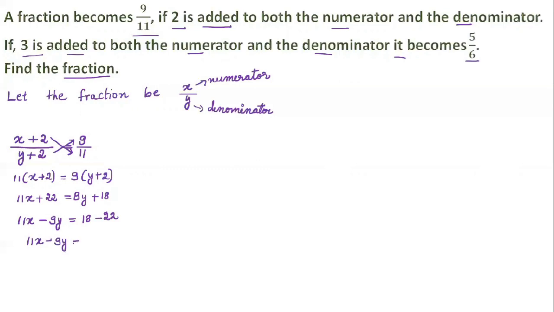So 11x minus 9y, 18 and 22 have different signs, so subtract. It is 4, put the bigger number sign, so it is minus 4. This is equation 1.